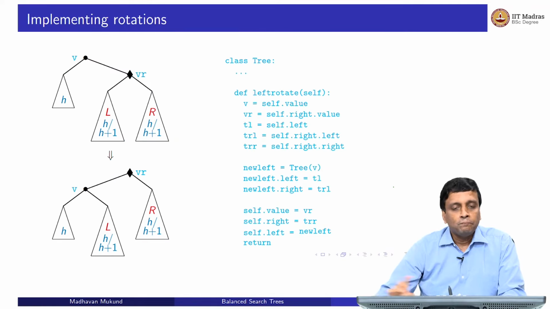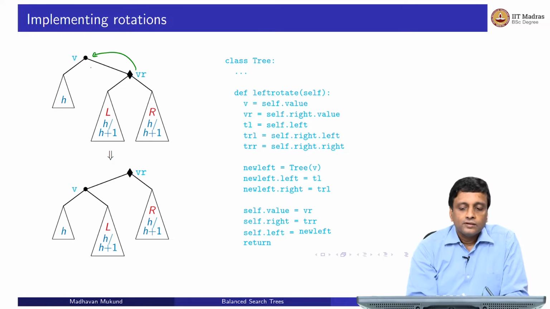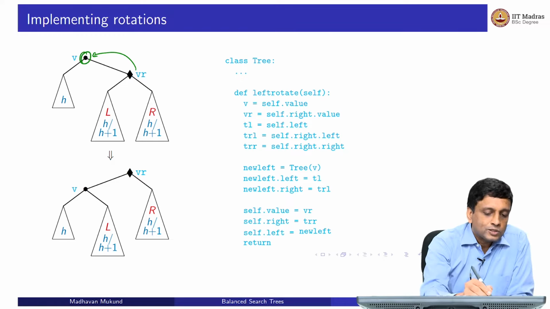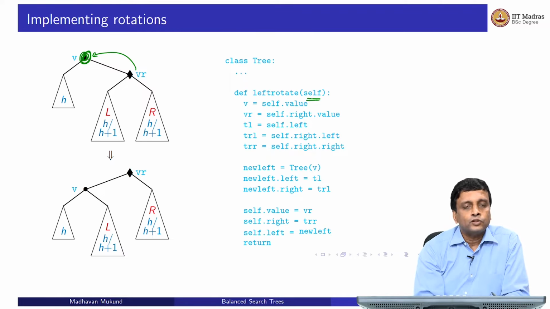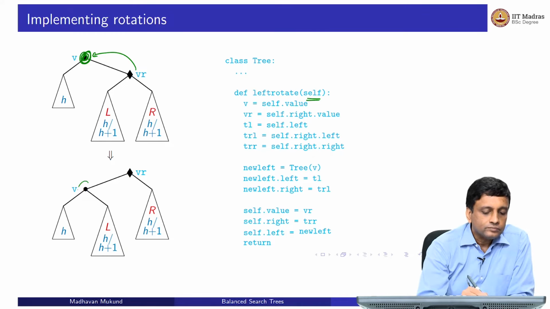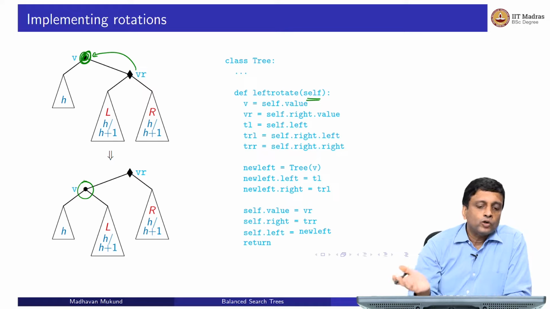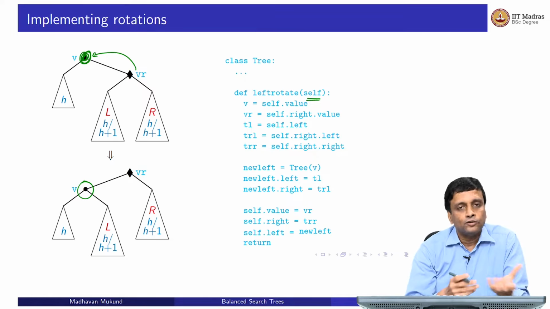So let's see how to implement it. This is now the left rotation, the first one that we saw. So we want to take this and go there. So we are going to rotate at this point. So this is my self. I am applying the rotation at this node marked V. So what I am going to do is create a new node here, and I am going to copy V there, and promote. So I am basically going to do some surgery on this tree.